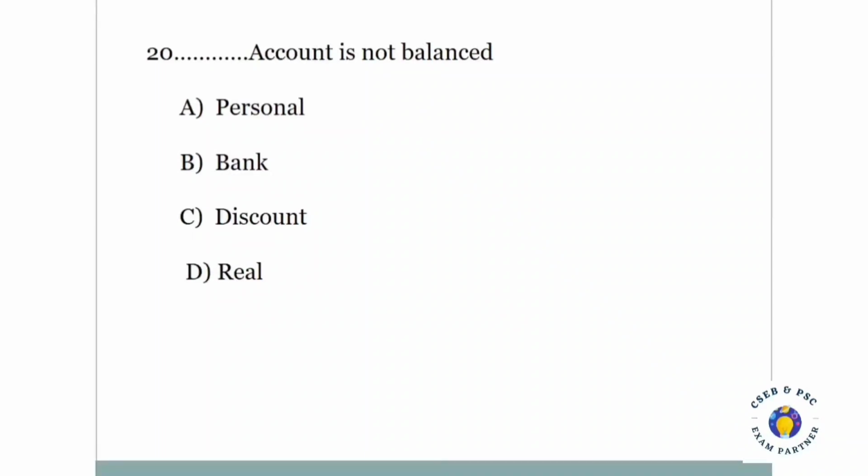Question number 20. Dash account is not balanced. Option A personal, option B bank, option C discount, option D real. Answer is discount.